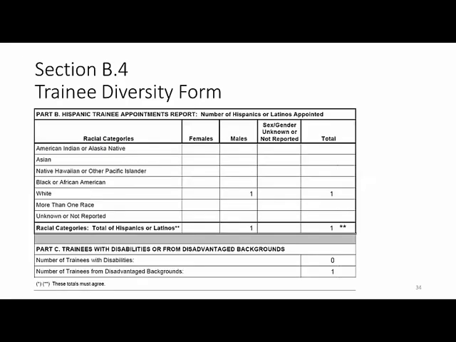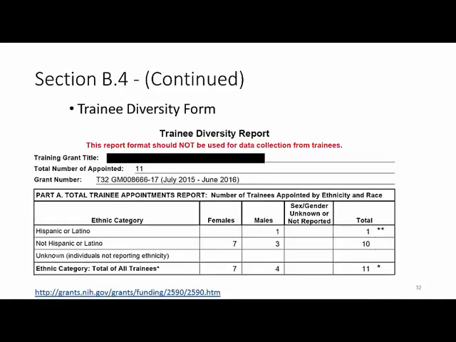Part B is just about reporting. If you see here at the top, this is an NIH form, and it says do not use this for collection. They don't want you to hand it to the trainee and say, fill this out. Basically, when you're doing your internal interviews and hiring of that new trainee, you can ask them, but they don't have to disclose it.